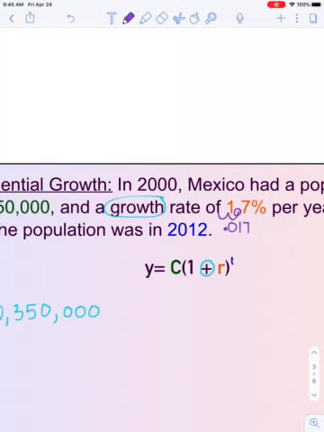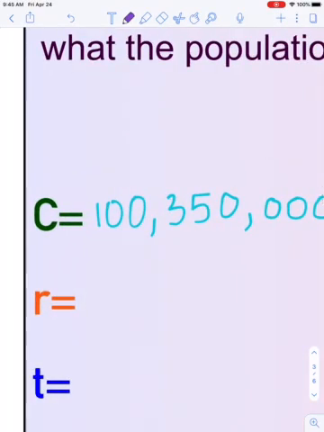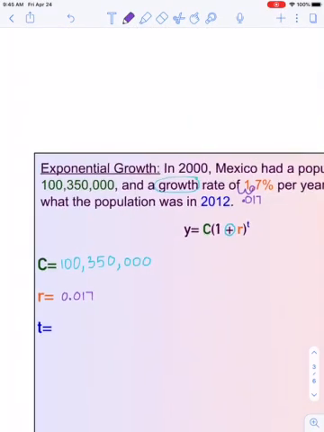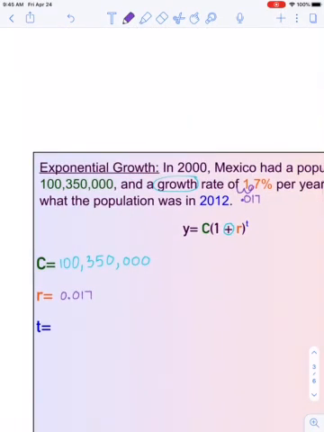If you don't know how to do that in your calculator, if you put 1.7 and then the percent sign and hit enter, it'll give you that decimal. So 1.7% enter will give you 0.017, which is what we want as our rate.